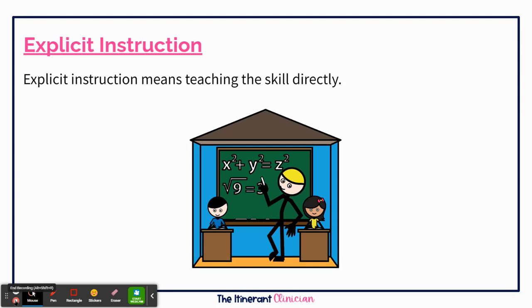Explicit instruction means teaching the skill directly. So if we are talking about what questions, you are going to teach the student that when they hear the word what, their answer is going to be an object or an action. Now, the picture I have to go along with explicit instruction is a picture of what traditionally happens in classrooms. So you have the teacher teaching a skill directly and the student learning that skill.